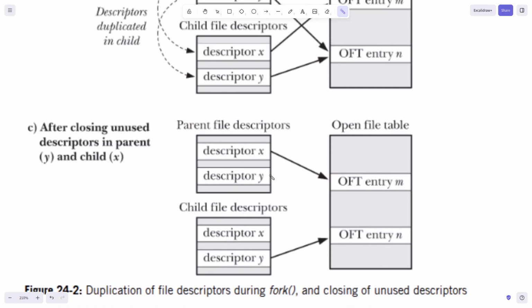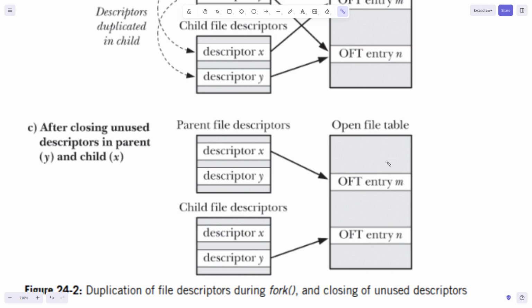So if we close one of those file descriptors, what syscall do we use to close a file descriptor? Close, right? If we close, say we close y in the parent process and close x in the child process, there are still open descriptors for those entries in this table. So that's something that will come up again later and will be very important when writing your project. But I want to bring it up now because it's related to, yeah.